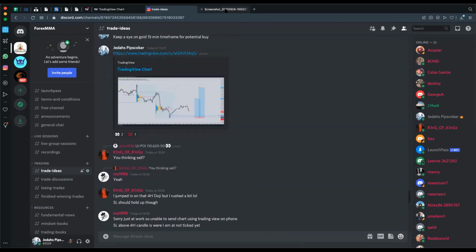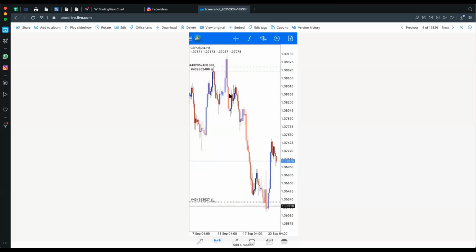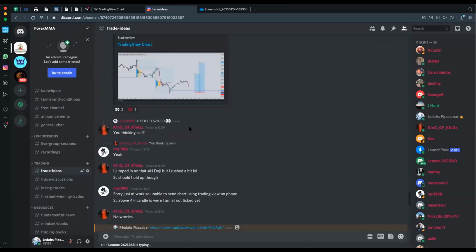So that was the breakdown of the GBP/USD entry over here, a great entry, and then away we went. Very, very clean.